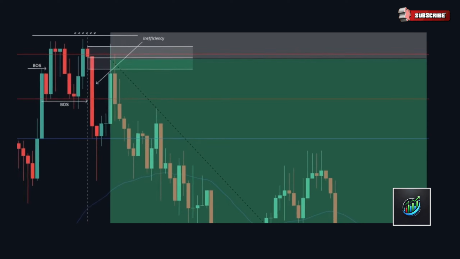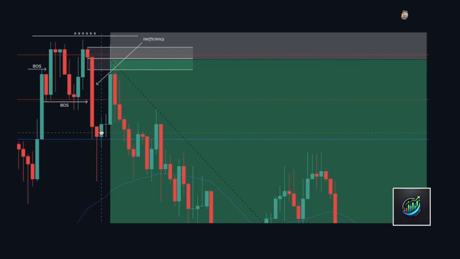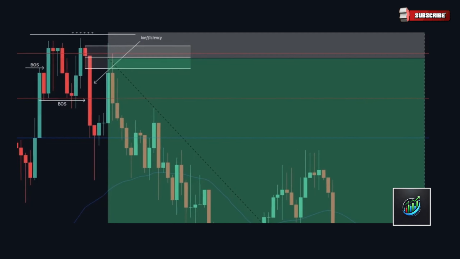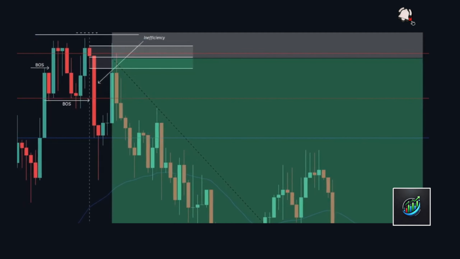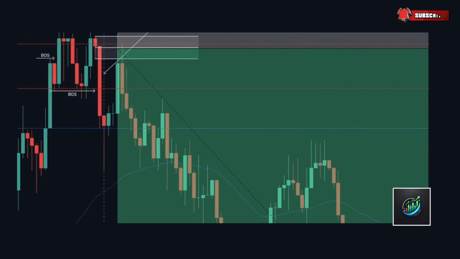Now, one thing that really appealed to me was the inefficiency which we created. That to me was all I kind of needed, all the evidence I required to know that the big money was stepping into the market at this level. All I really needed to do was just account for a bit of a larger stop loss, just in case we did come up and sweep above these highs. Now, thankfully we didn't. Obviously we broke the structure.